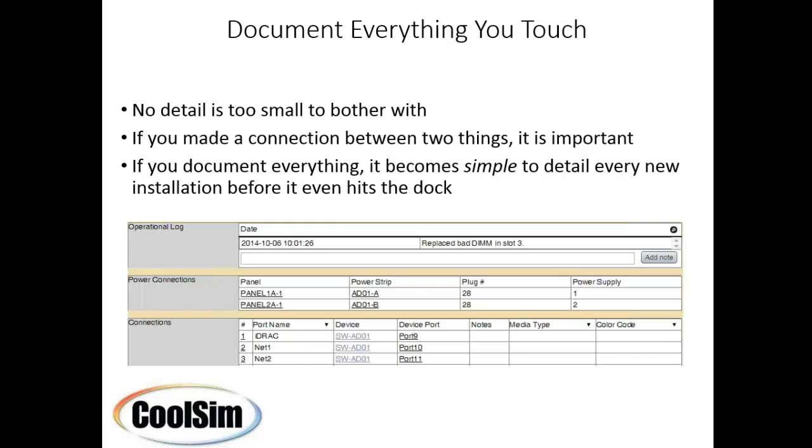If you make a physical connection between 2 things, it's important to document that. So we've actually got our power connections. So I know which power strip and which plug on that power strip and which power supply are involved in this whole relationship, so that we can tell if we have an outage on panel 1A-1, what's going to be affected. Am I going to have anything that's single corded that's going to go down completely, or am I just going to lose redundancy because I dropped one of the 2 power supplies there?